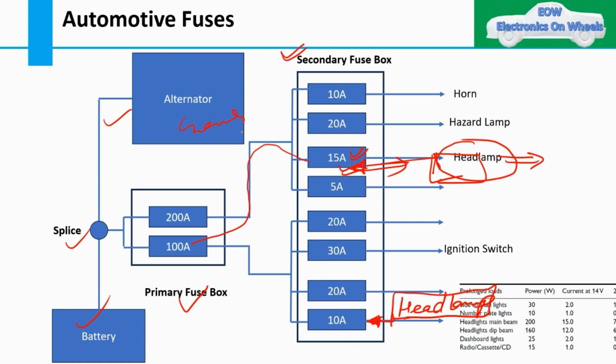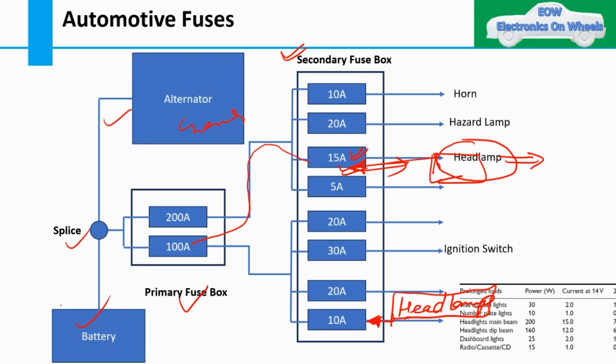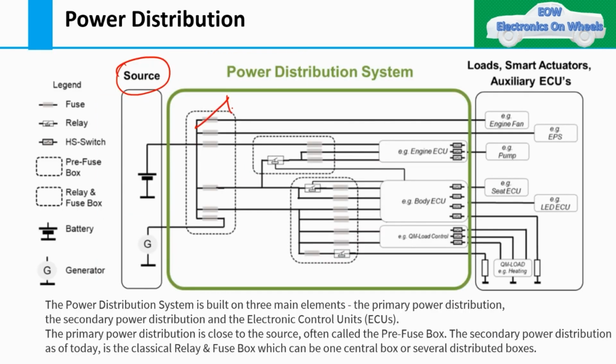As I already told you, we have finished till here. I have already told you this is our source. The source is nothing but the battery and the alternator or generator. After that, we have the primary fuse and this is our secondary fuse. As of now, we have selected the fuse of the secondary box. After that, we will see how this primary fuse box is distributed.